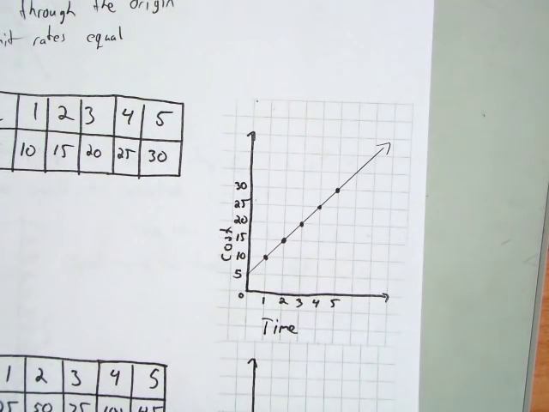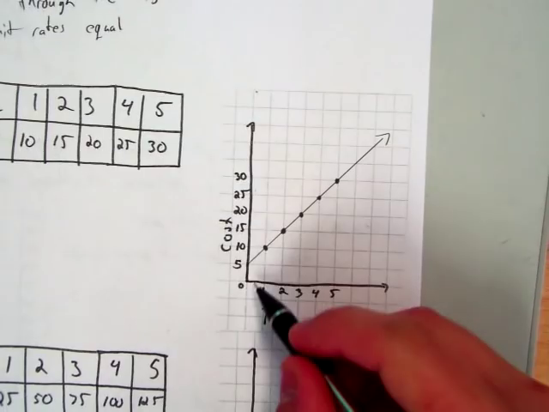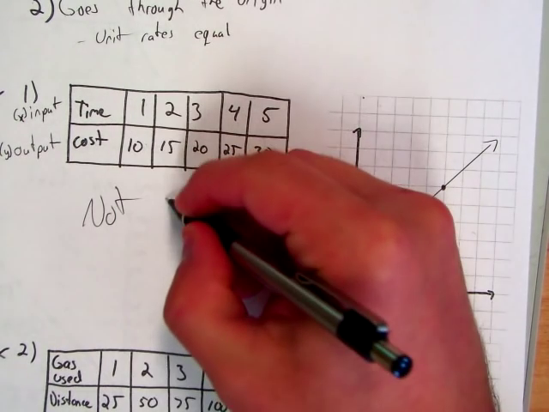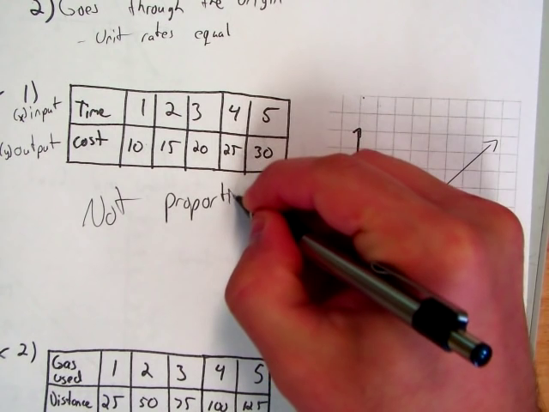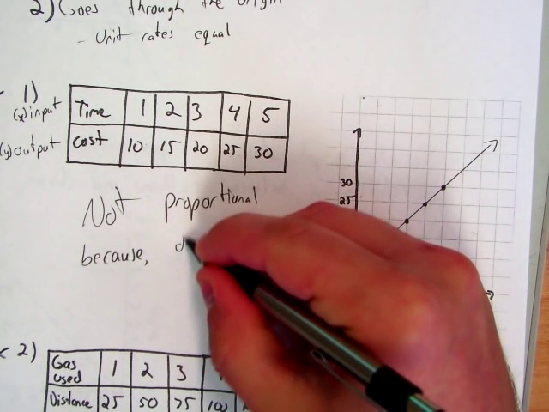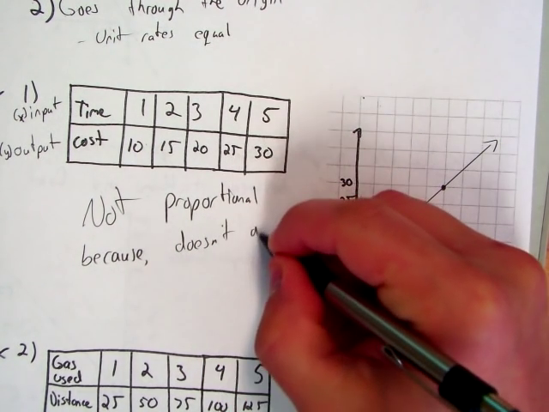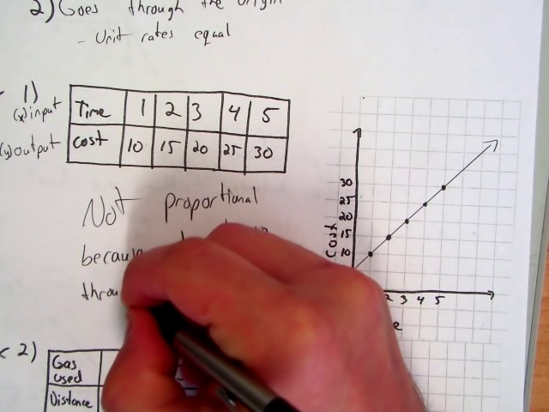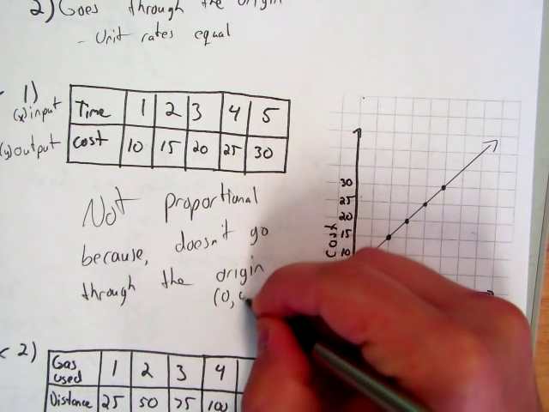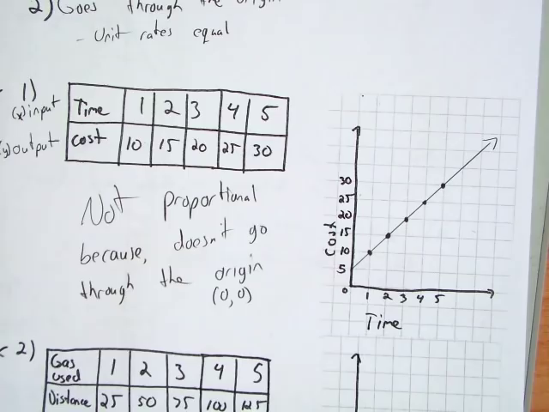So first of all, it's pretty clear to see that this is linear, so it satisfies one of the two requirements. But the other one, it does not use the origin as part of its data set. It does not go through the origin, which means that this is not proportional, because it does not go through the origin. Or 0, 0 is not a part of this data if we were to continue it off in one direction or the other.